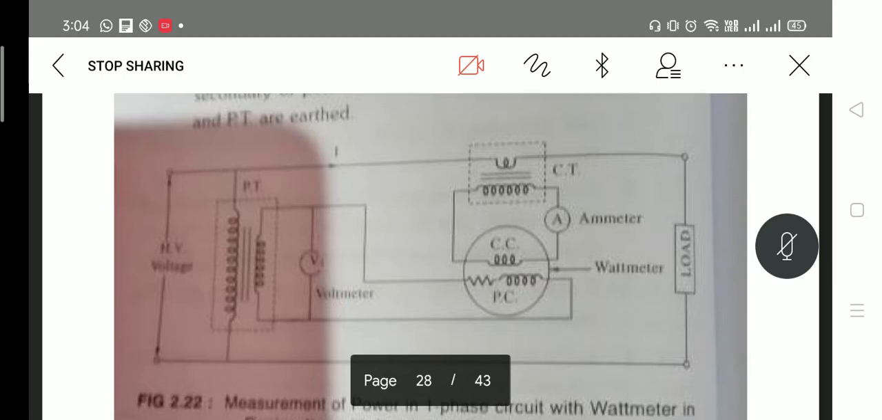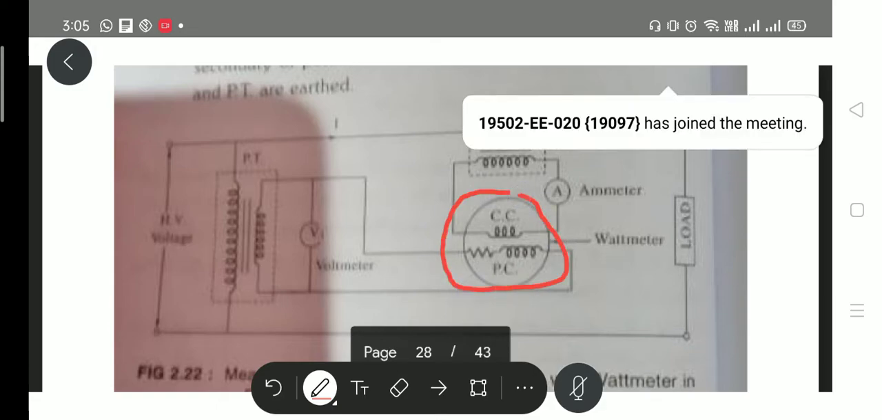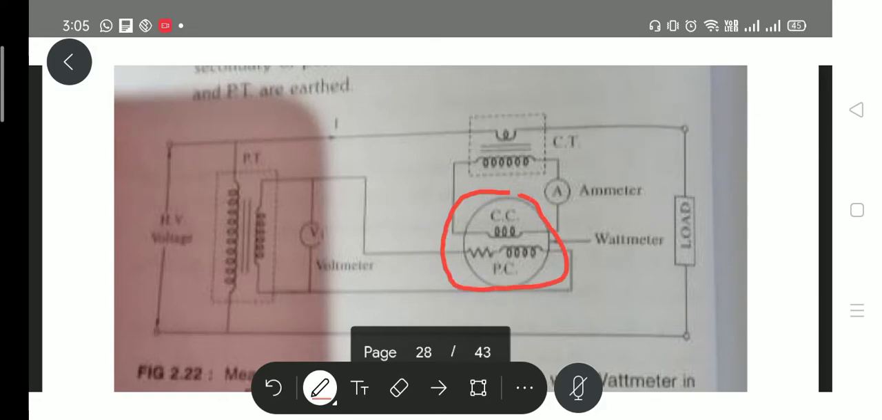We require only this connection, how to connect the single phase circuit with a wattmeter. This is the wattmeter connection. The wattmeter has two coils, a current coil and a pressure coil. The current coil is connected to the current transformer and the pressure coil is connected to the potential transformer. The current transformer is connected in series with the load, and the potential transformer is connected in parallel to the supply voltage.